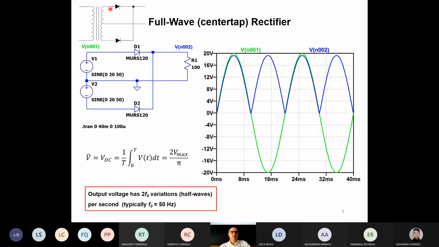Basically, instead of considering two secondary windings, I placed two sinusoidal generators. If you see here, just because I want to simulate the same case as before, I had to place two sinusoidal generators of 20 volts. As I told you before, in the full wave rectifier, you need to place two identical secondary windings with the same number of turns.